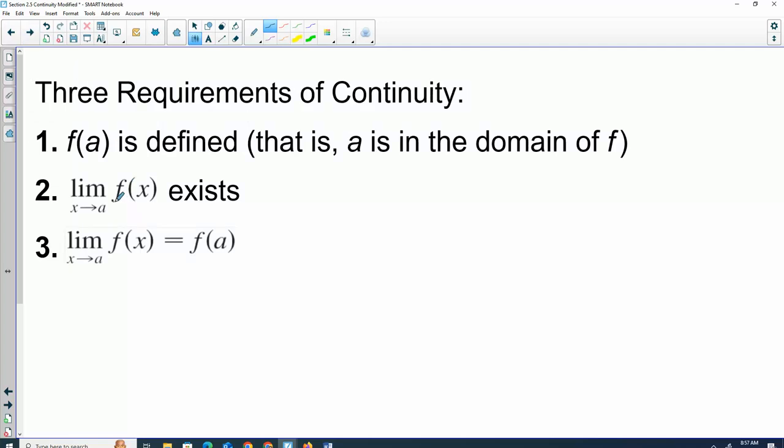There are 3 things that it takes for a function to be continuous, and you need to know these. All right. First of all, the function has to exist. When I plug in that number, I can't get something divided by 0. It has to be defined. The limit has to exist, and the 2 things have to be equal. So the function exists, the limit exists, and they are equal to one another.